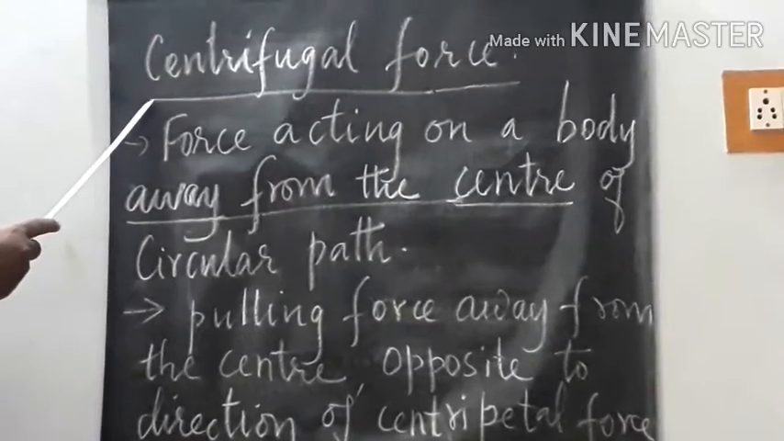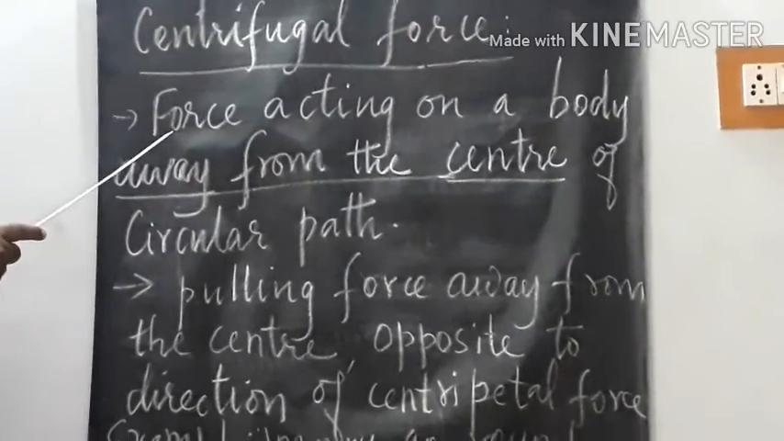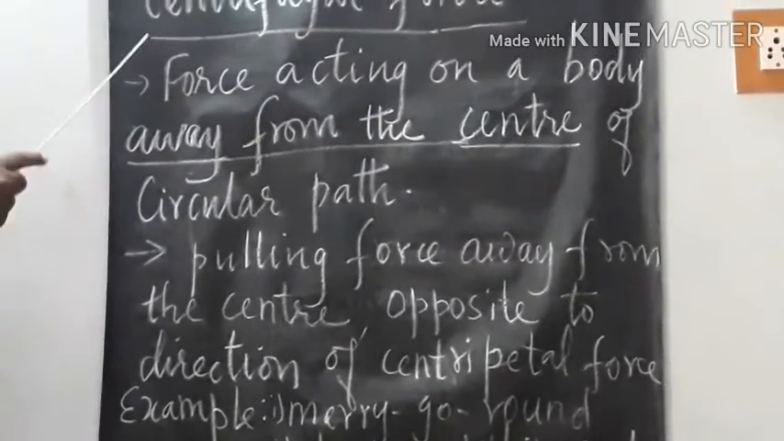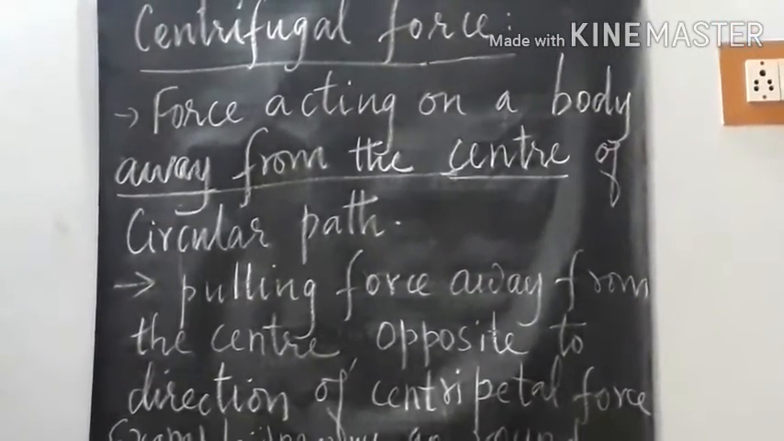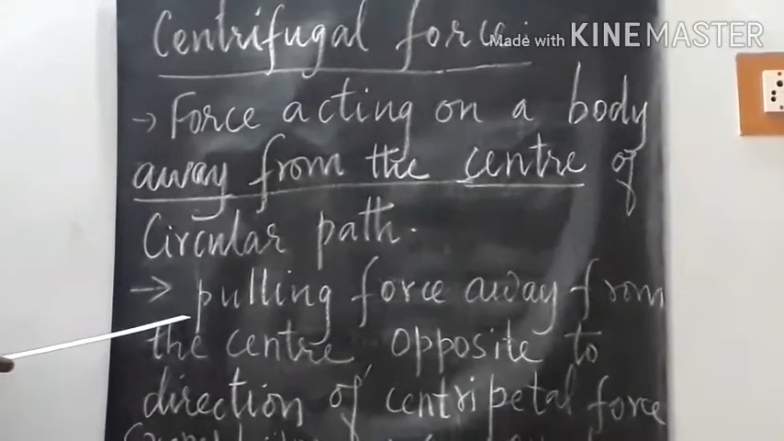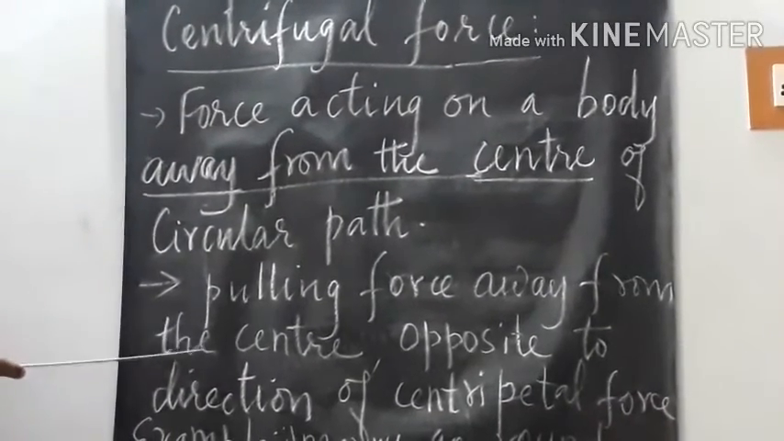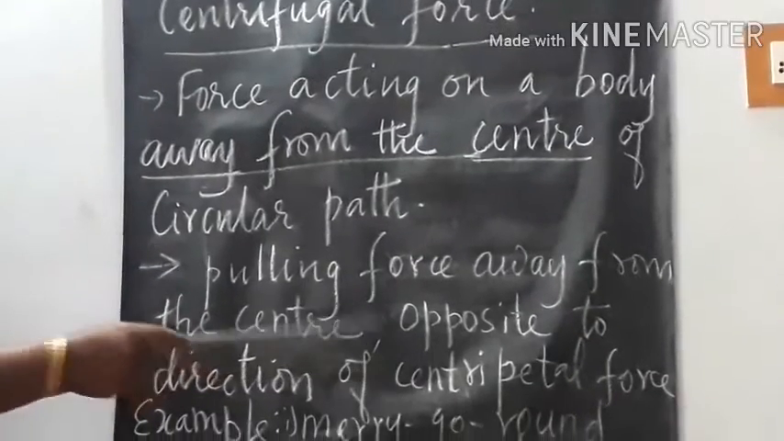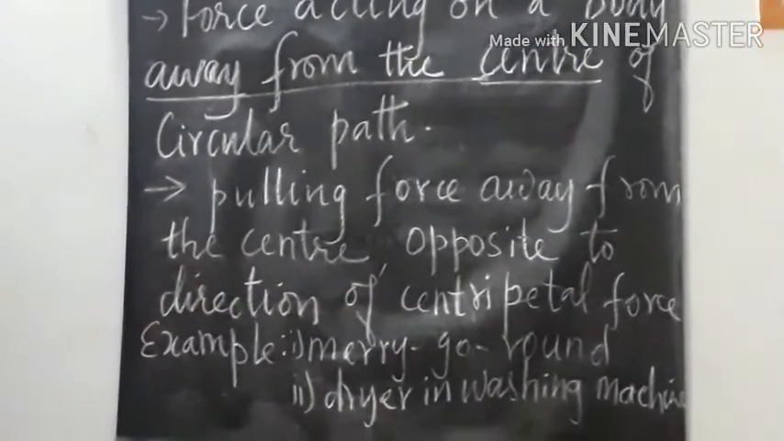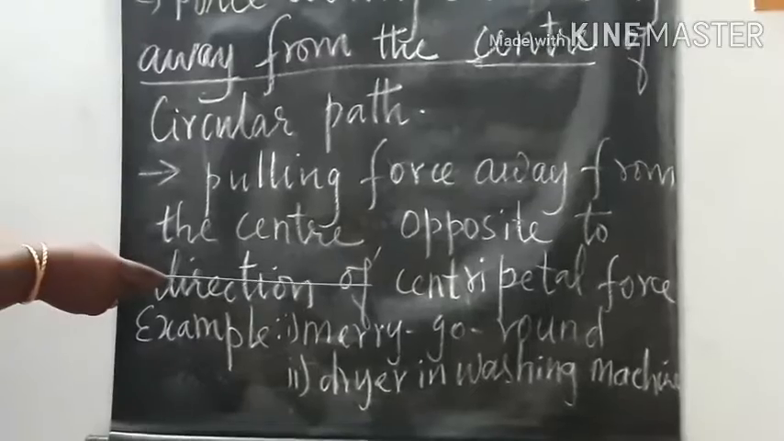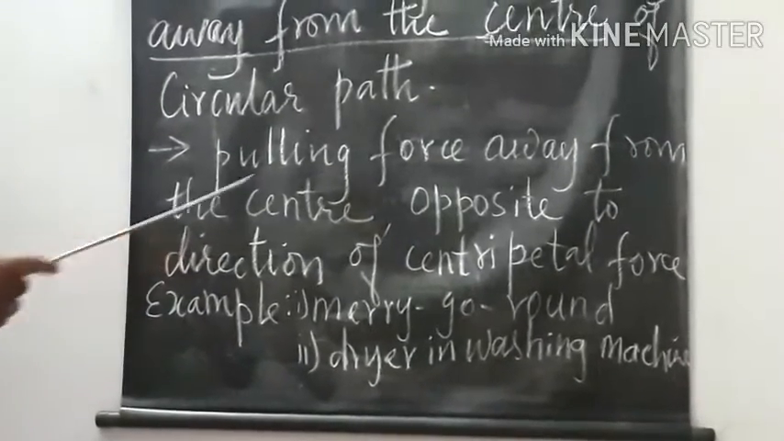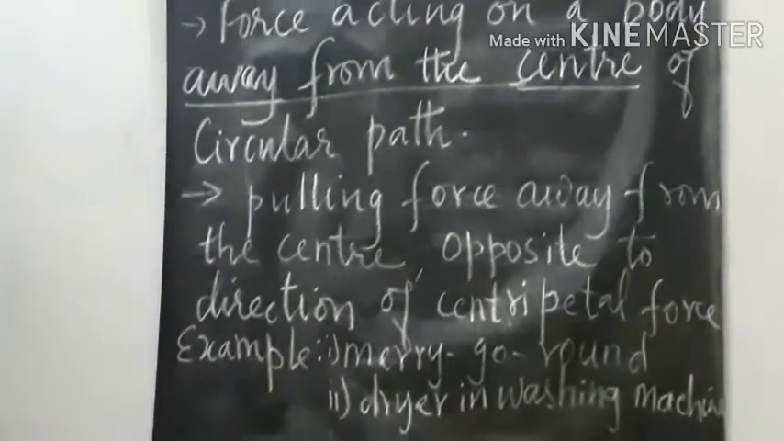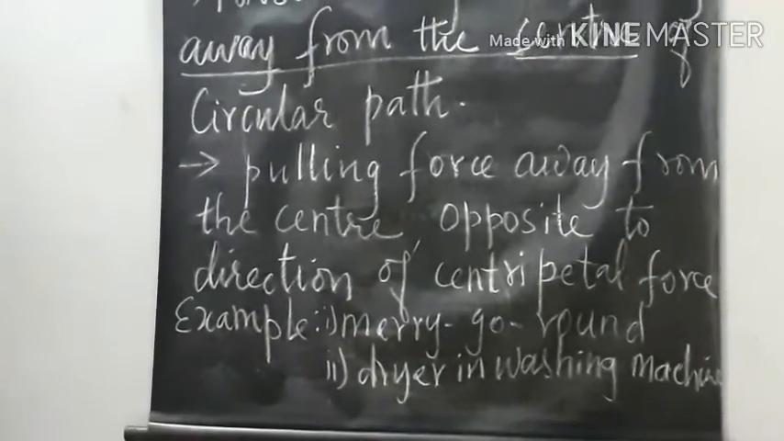Let us learn centrifugal force. The force acting on a body away from the center of a circular path is called the centrifugal force. The centrifugal force is a pulling force acting away from the center, which is opposite to that of the centripetal force. So whenever there is a centripetal force acting on an object in a circular path, there will be a centrifugal force acting opposite to the centripetal force.